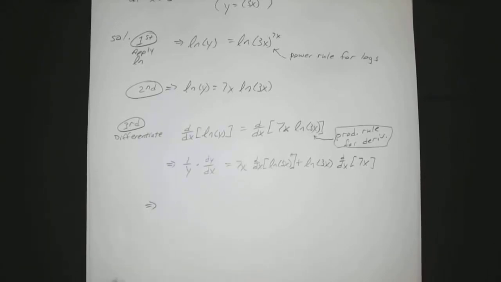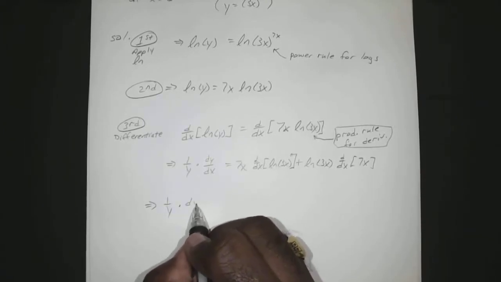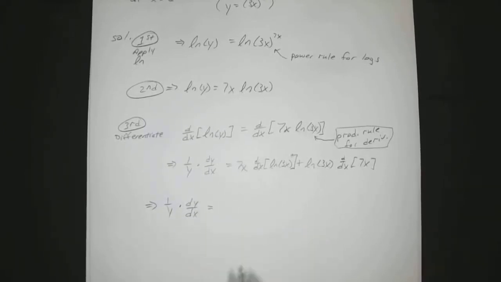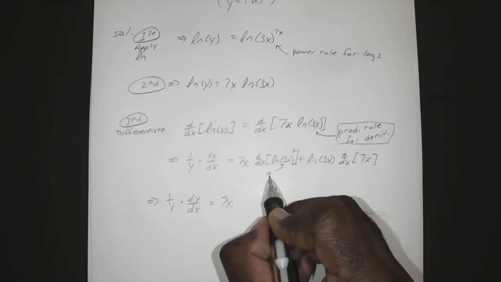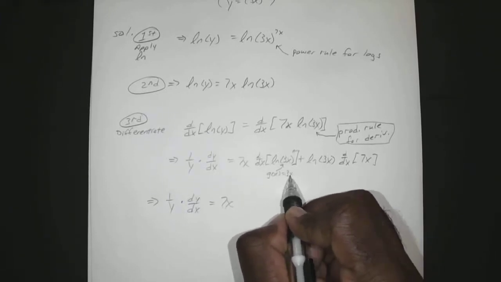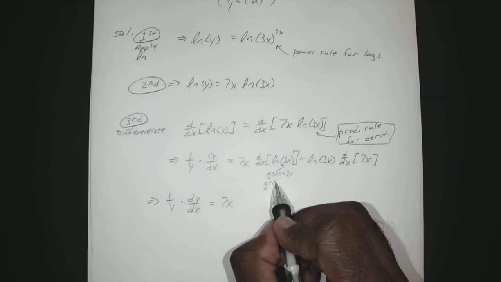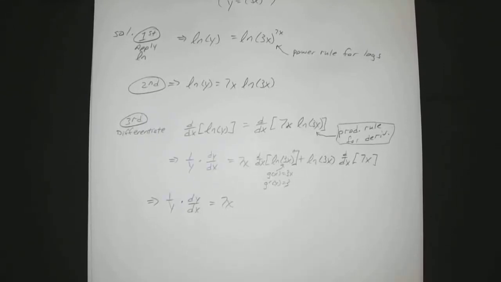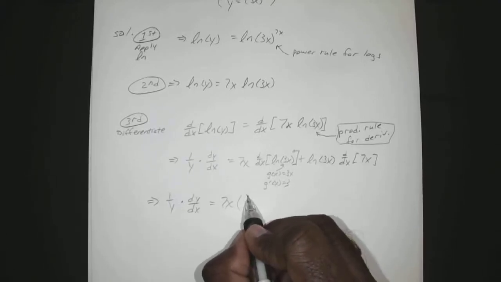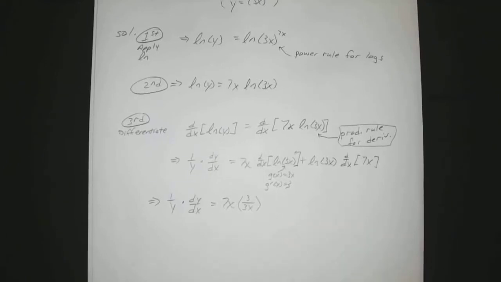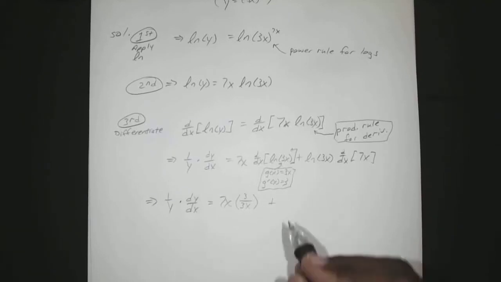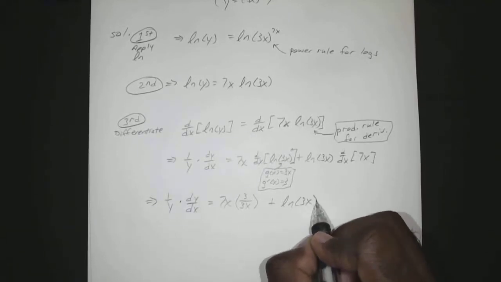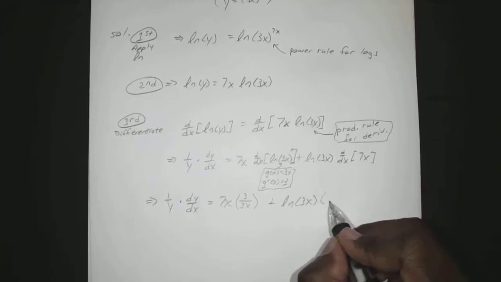Okay, move that over just a smidgen. So we have 1 over y times our dy dx equals 7x. And remember, for this one, your g of x is 3x, and your g prime of x is 3. So remember, that's g prime over g, so that's 3 over 3x. Make a little square to block that off. Plus natural log of 3x. Derivative of 7x is just 7.